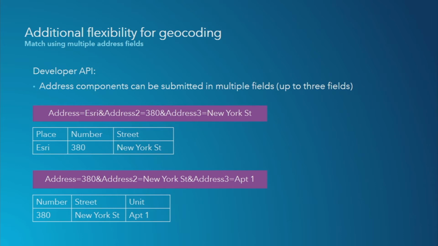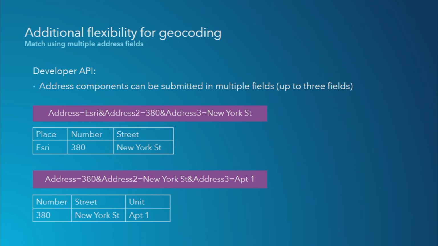So there's an example here where I have in my database a place name called Esri, a street number of 380, and a street name of New York Street, and I'm able to pass each one of those in a separate field. And the geocoding will work effectively. So if your data is parsed into separate fields, we give you a way to pass it in those separate fields and not have to concatenate it together in your applications.